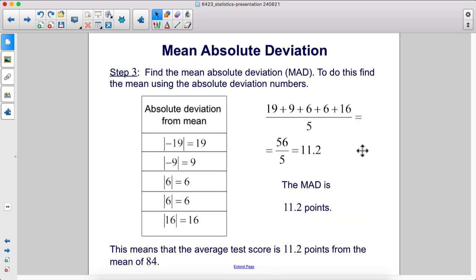The last step is to find the mean absolute deviation, or MAD. To find this, you find the mean, but using the absolute deviation numbers. So remember, this was the column on the right on the previous slide. These were the distances to all of the points, or all the individual scores. So we're going to find the average of these numbers. You add them all together, divide by the number of numbers, and the MAD is 11.2 points. This means that the average test score is 11.2 points from the mean of 84.